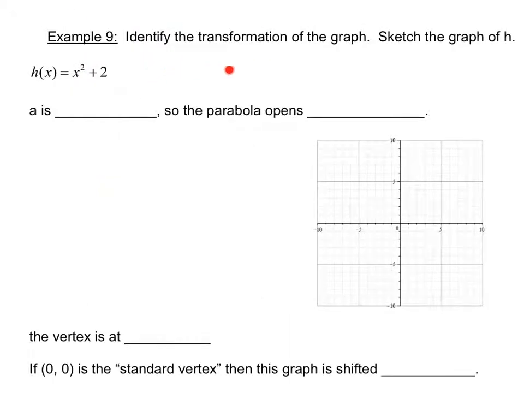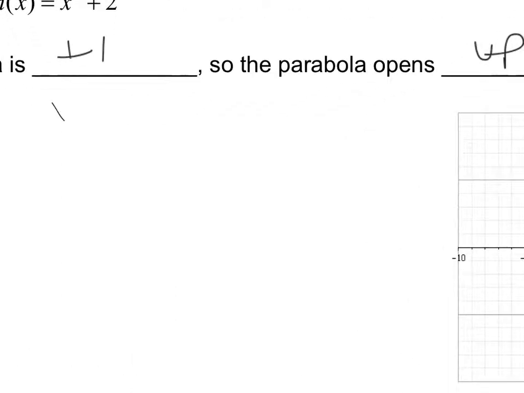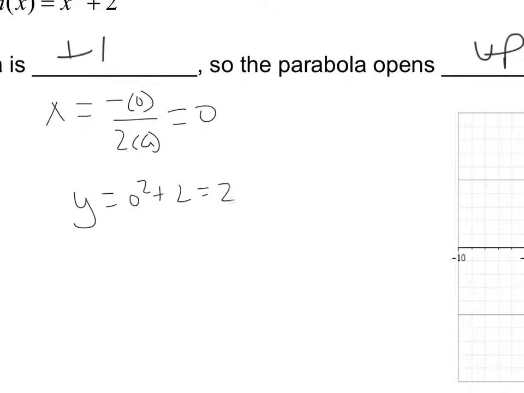All right, so this says identify the transformation of the graph, then sketch it. H of x equals x squared plus 2. So we know a is positive 1, so it opens up. Okay? So now, again, x equals negative b divided by 2 times a. So you get 0. So then plug it in. 0 squared plus 2 is 2, so we have our vertex of 0, 2. Okay, so that also means it's the only 0, but it opens up. So don't worry about finding any other points.